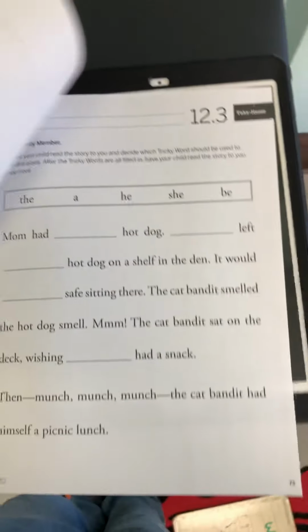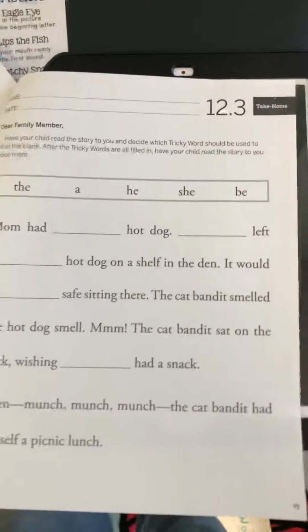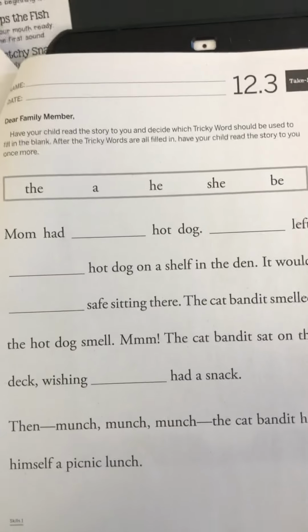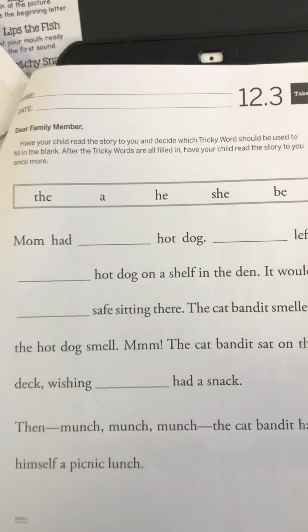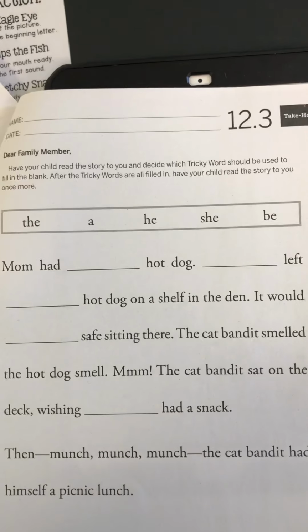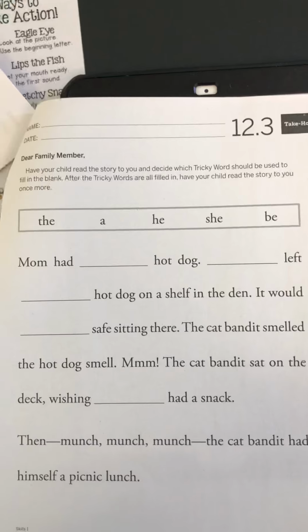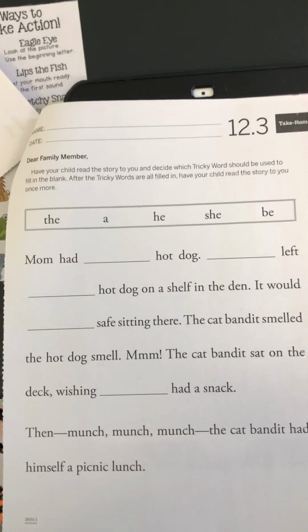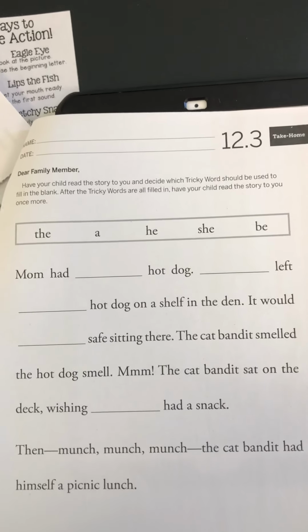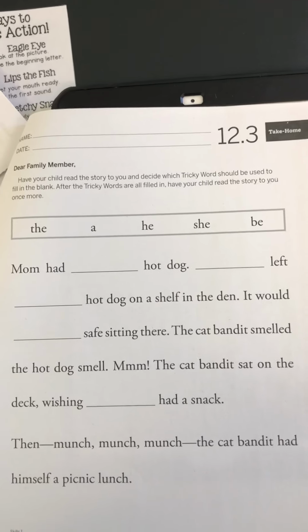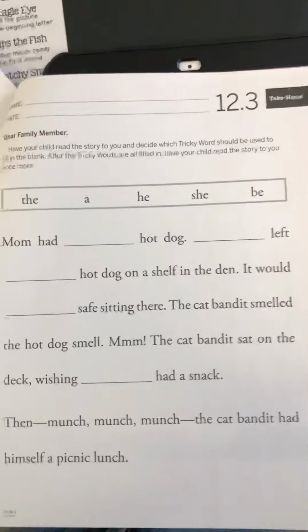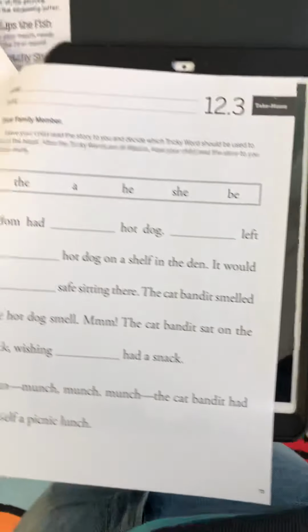Okay, now let's look over here. 12.3. All right, guys, it says, have your child read the story to you and decide which tricky word should be used to fill in the blank. After the tricky words are all filled in, have your child read the story to you once more. Okay, and once again, I will post that story for you guys to read, all right, guys?